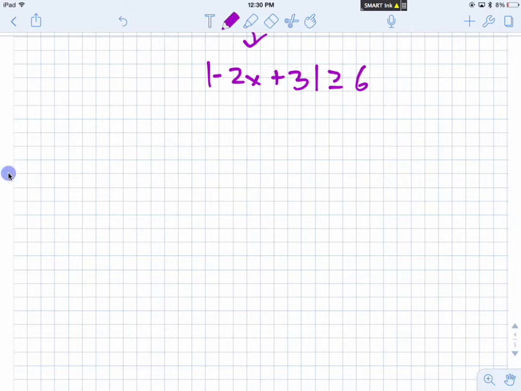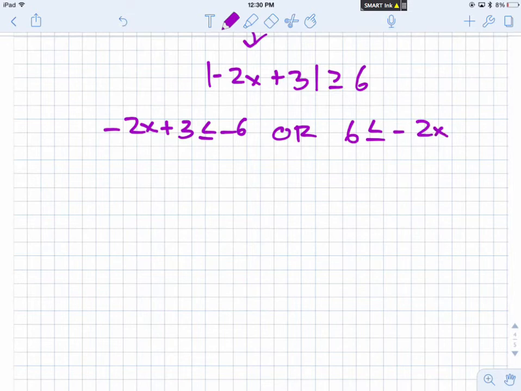Well, this means that negative 2x plus 3, whatever number that is, its distance from 0 has to be at least 6 away. So I think that means that negative 2x plus 3 would have to be to the left of negative 6 on the number line, or it could be to the right of positive 6. Those are the two regions in which negative 2x plus 3 could reside. And now we've got just two kind of simple inequalities to solve and graph.